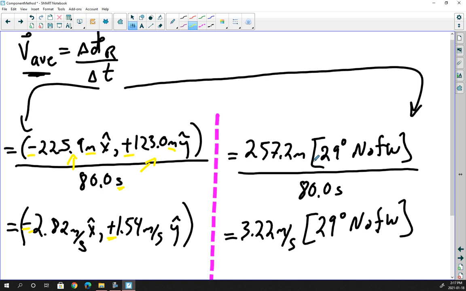Or you could take the angle magnitude form and do your dividing here. The angle stays the same. Now you've got meters per second, and you get 3.22 meters per second, 29 degrees north of west. Guess what, kids? These two answers are mathematically equivalent. This is written in component method, ordered pairs of x hat and y hat, and this is in the angle magnitude form. Absolutely equivalent. Component method, very important for the rest of this course. Know it well. This is the way.